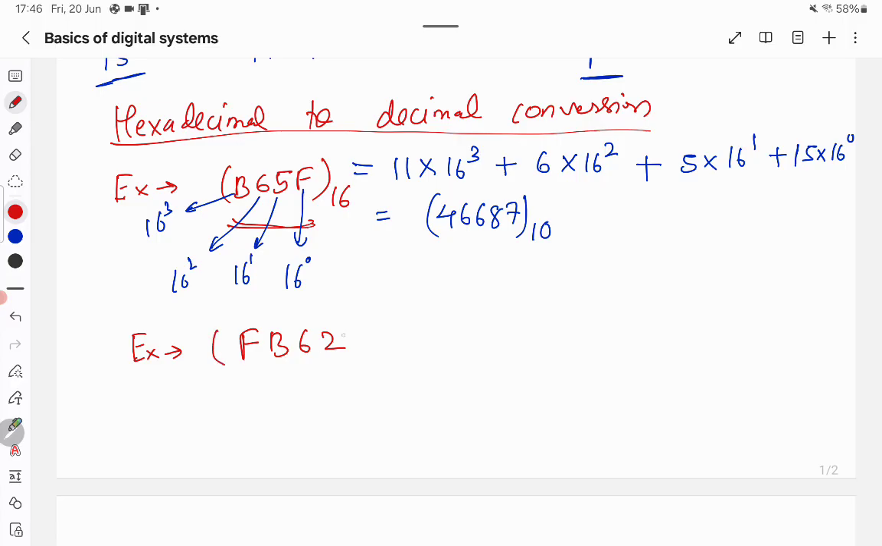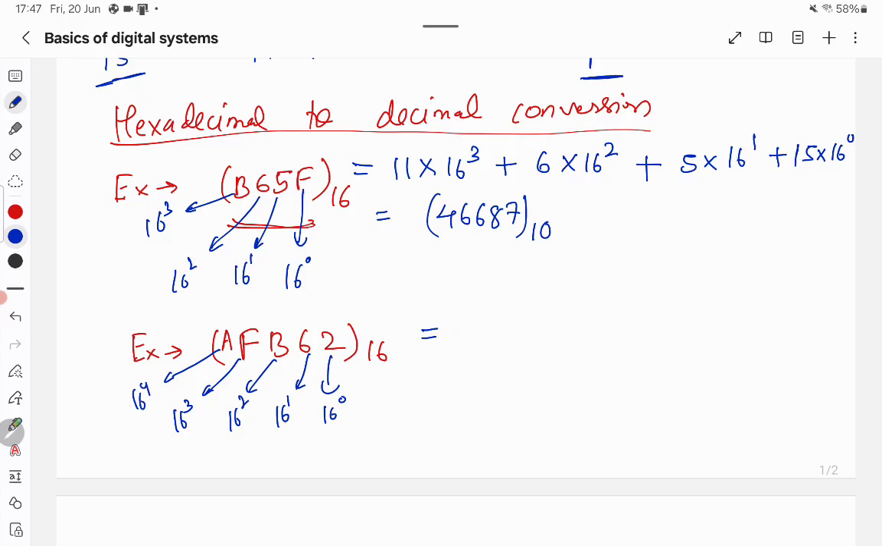AFB62 base 16. So you have to convert to decimal. So how will you do this one? This one is 16 to the power 0, then 16 to the power 1, 16 to the power 2, 16 to the power 3, and this is 16 to the power 4.